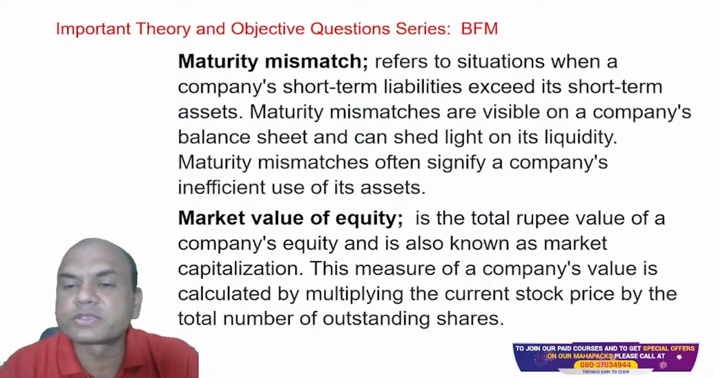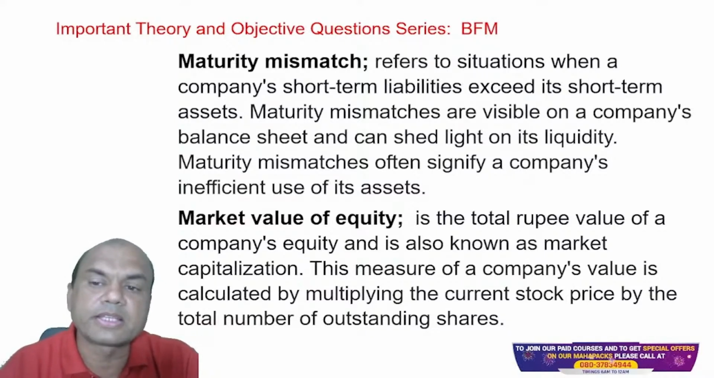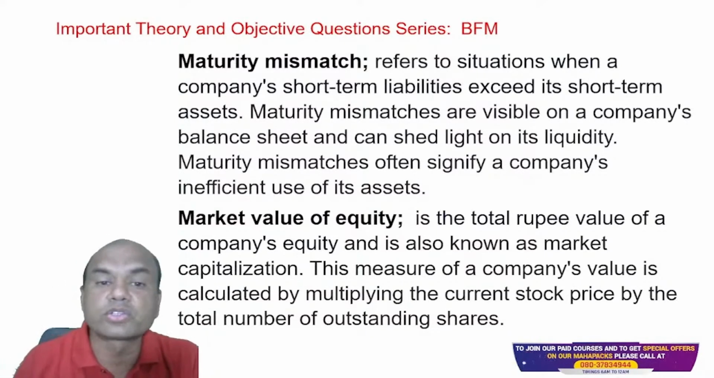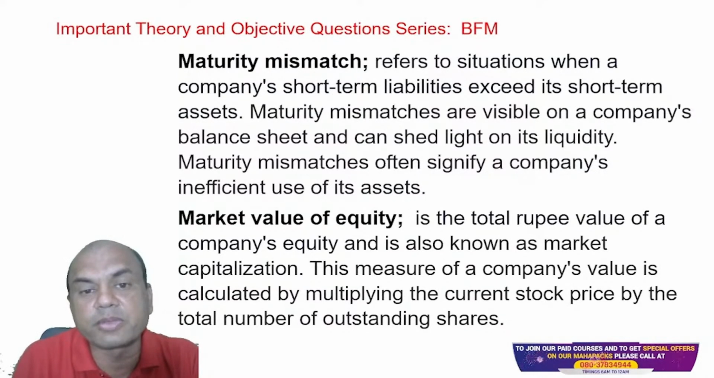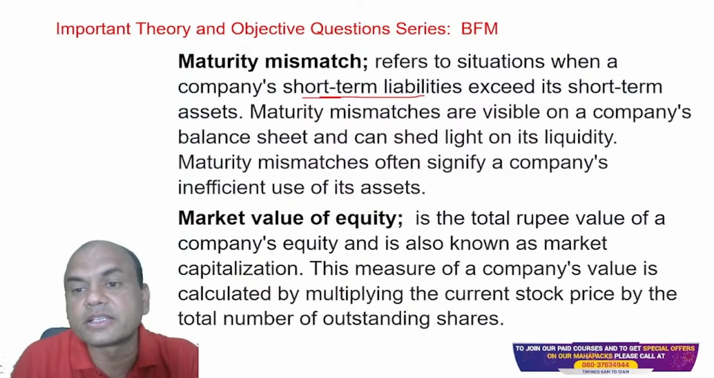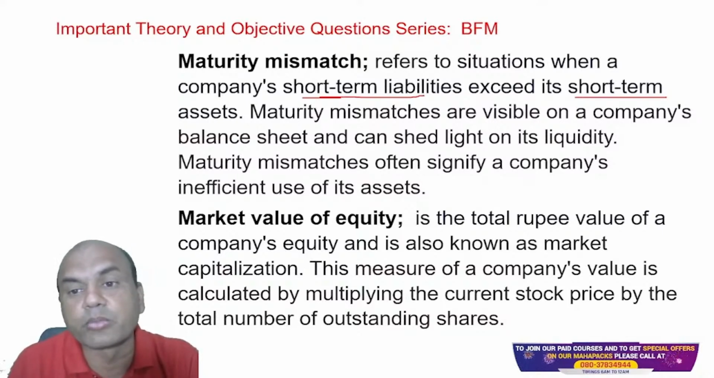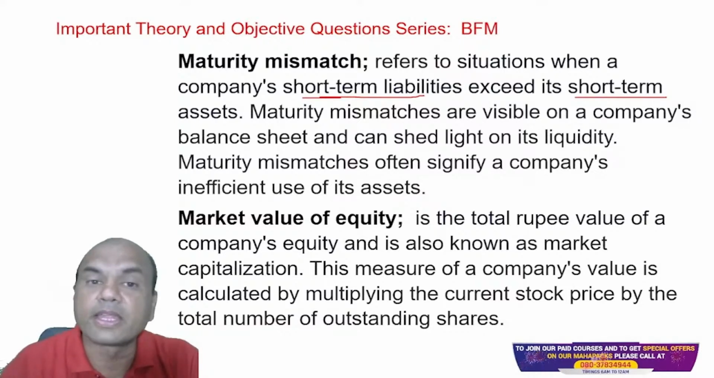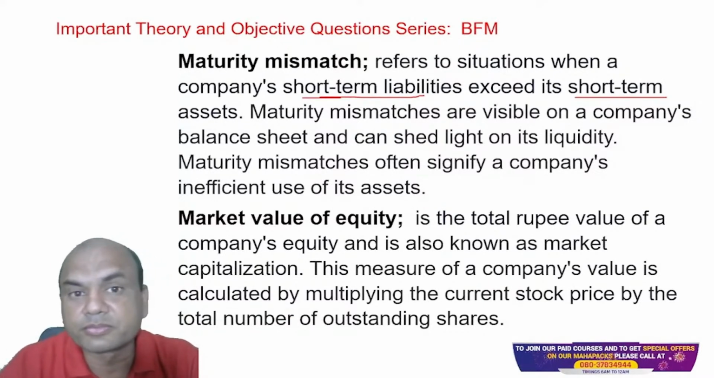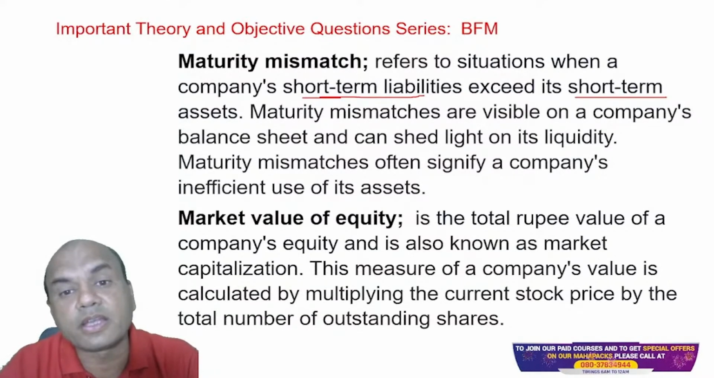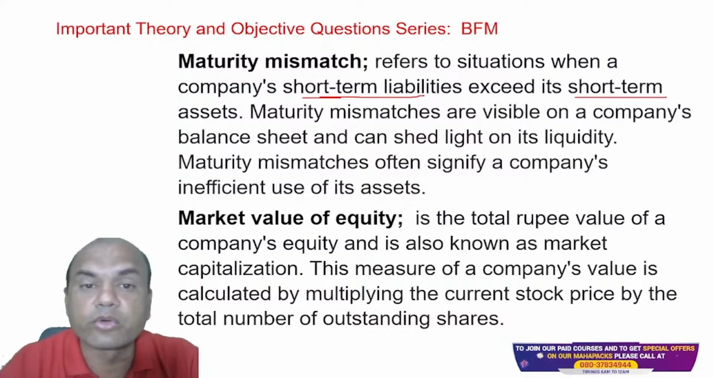Maturity mismatch. It refers to the situation when a company's short-term liabilities exceed its short-term assets. So short-term liabilities exceed short-term assets. What do you mean by this? We are talking of short-term only, okay? Suppose my liabilities, meaning deposits, if my bank's deposits are much more than my assets or my loans, then I'll definitely face the problem of liquidity. I'll be facing the problem of interest rate risk, because the interest going out will be higher as compared to the interest coming in, right?